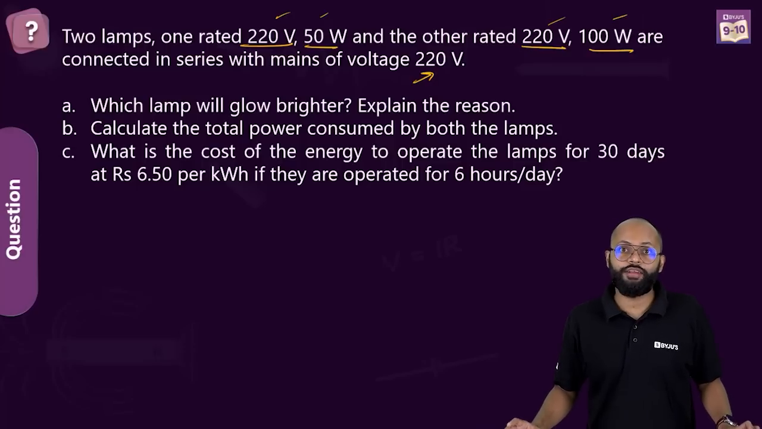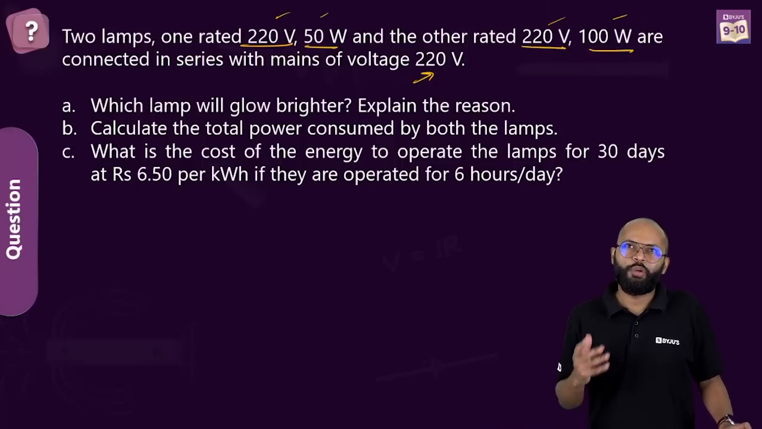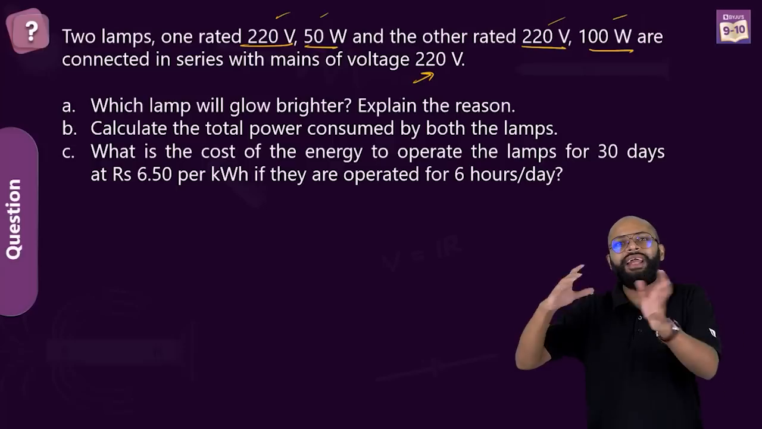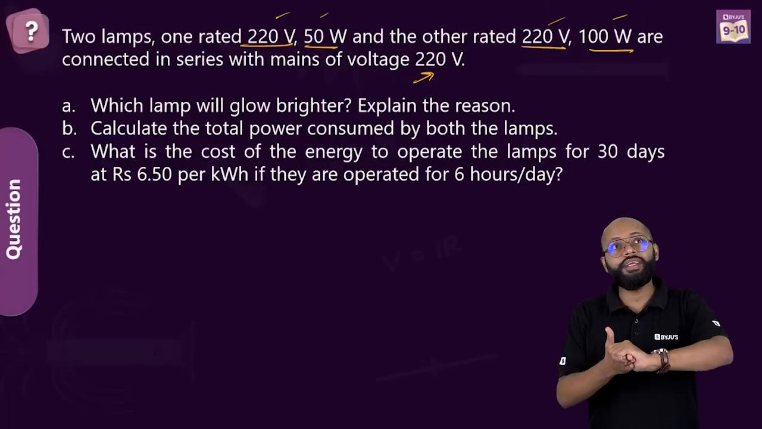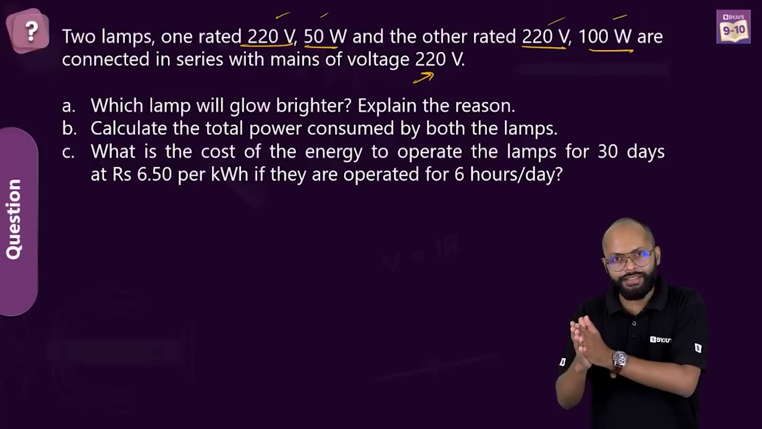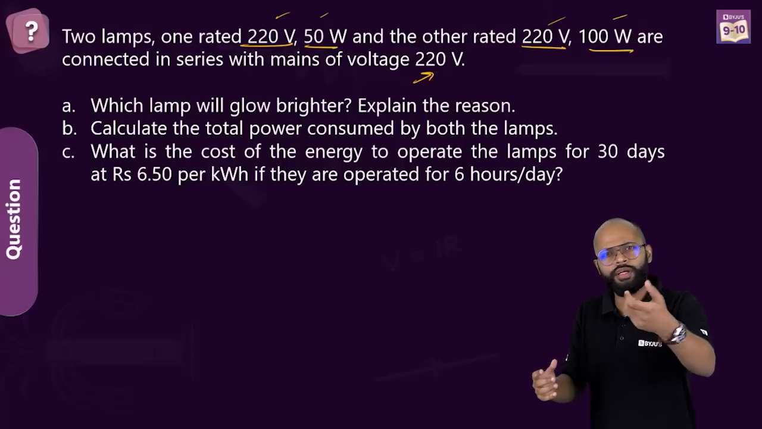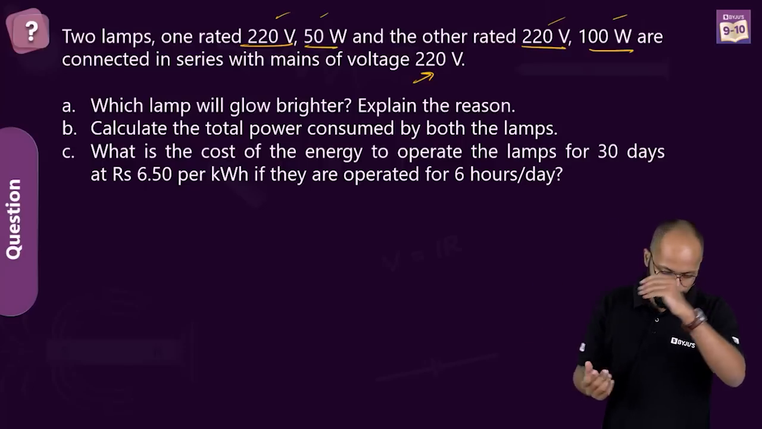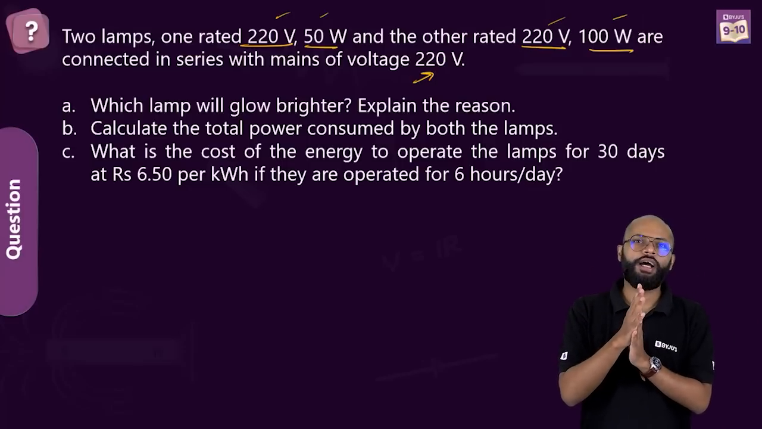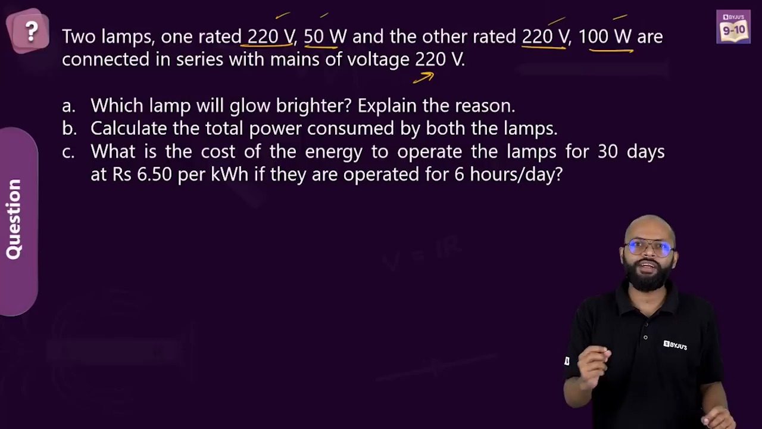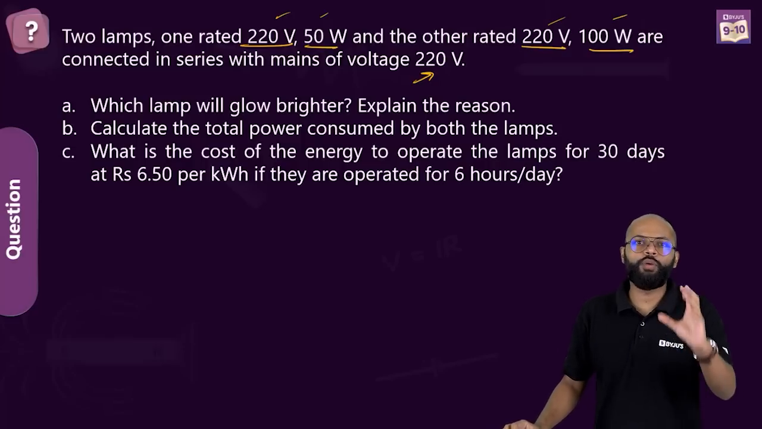This is another set of problems which a lot of students have struggled with. Who will glow brighter? How would I know? Don't think of brightness as your criteria. Don't think of how to find brightness. Think of what judges how bright something will glow. What is that quantity? Think, come on. We have done this multiple times. What is that quantity? It is power, right? Power tells you which bulb will glow brighter.